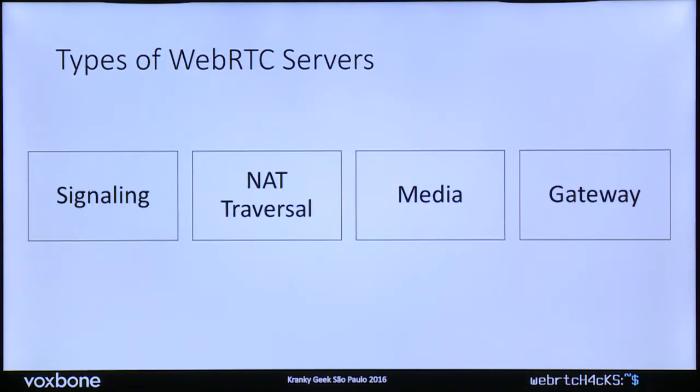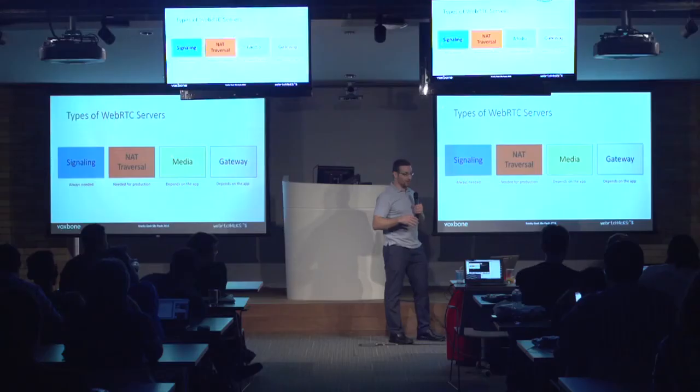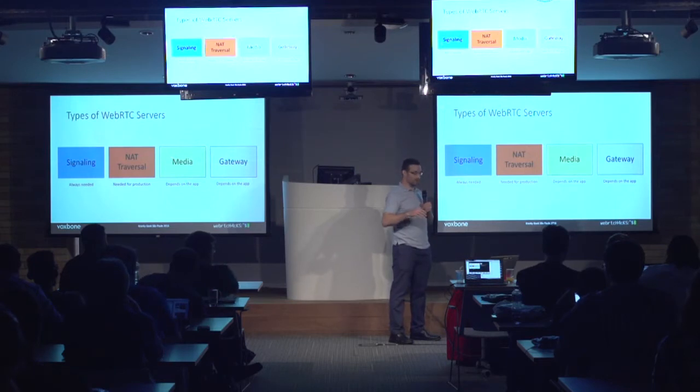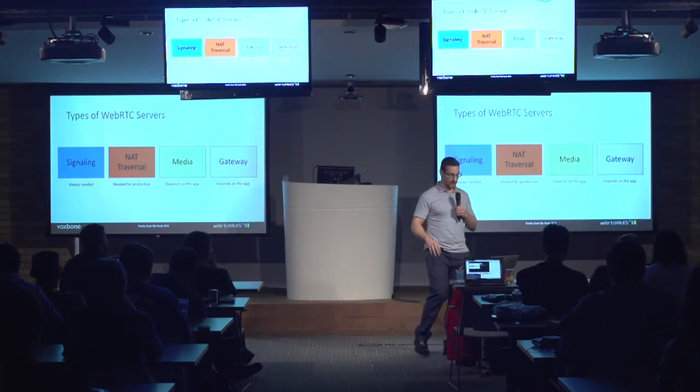There are 4 main types of servers in WebRTC. There's signaling, which basically you always need. There's NAT traversal, and I'll spend some time on this. This is really important, especially for production environments. Realistically, you probably should have this in your application development environment, but there are different levels you can do. Media servers and gateways are application dependent, depending on what you want to do. We'll discuss some of those applications in a moment.